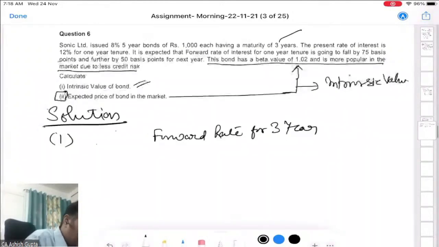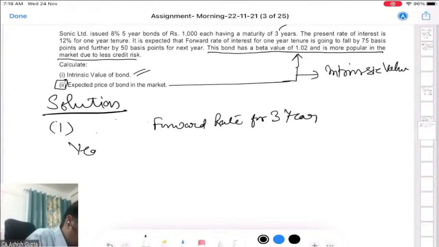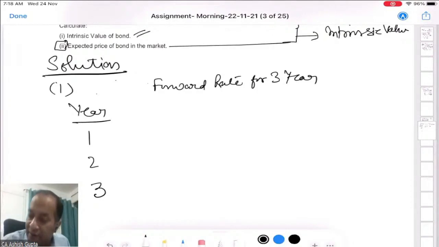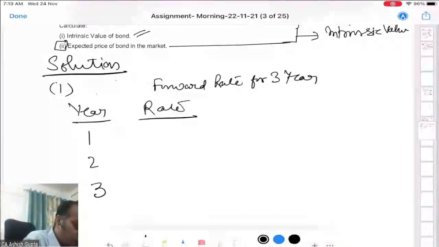Okay, beta. Now let us see our year 1, 2, and 3. Now it says that the yield will be first, initially, 12%. Then it will fall by 75 basis points and a further 50 basis points next year. Okay, students. So year 1 rates.